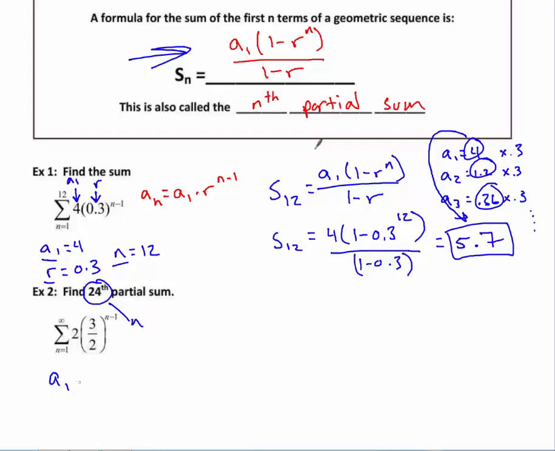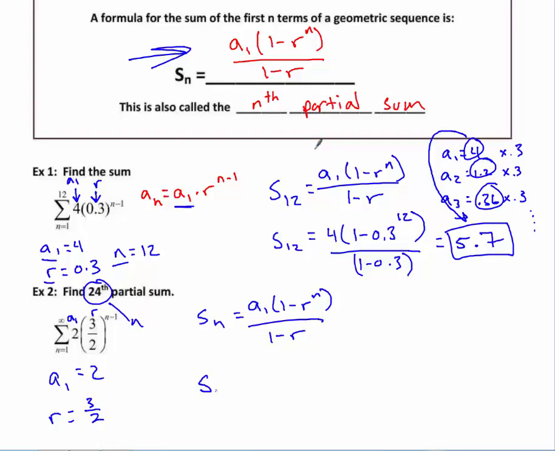And our a sub 1 is 2, because our formula up here, remember, a sub n is a sub 1 times r to the n minus 1. So our r is 3 over 2, and the formula we need to use to find the partial sum says that S sub n equals a sub 1 times 1 minus r to the n over 1 minus r. Well, we know a sub 1, we know r, and we know n.